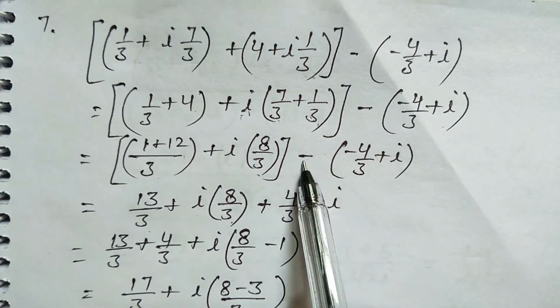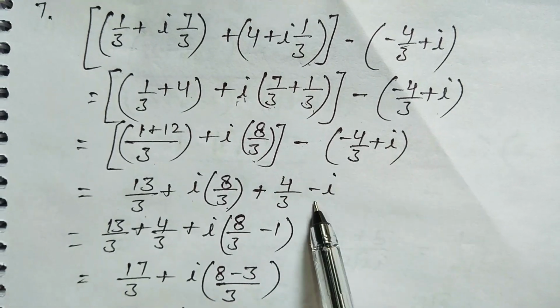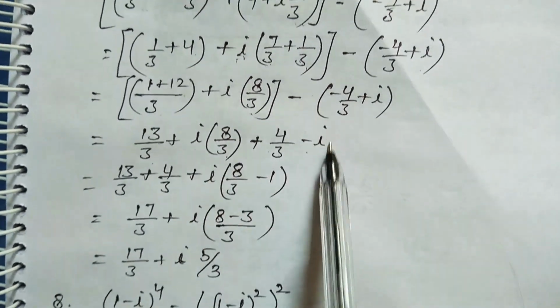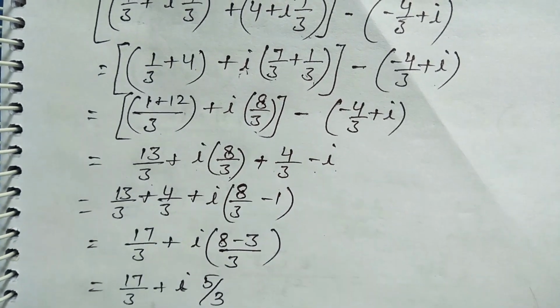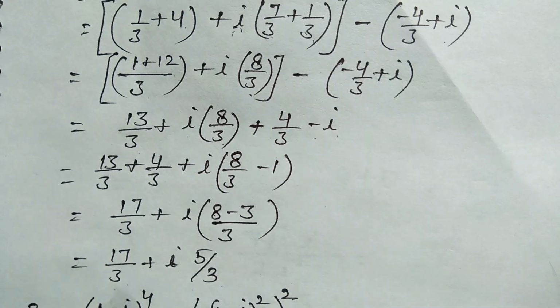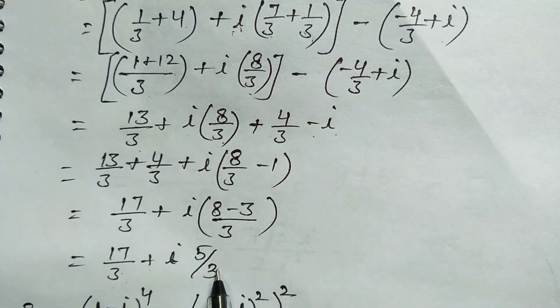Then minus into minus plus, minus into plus minus. Then we will add real parts and then imaginary parts. Then after that we will get 17 by 3 plus iota 5 by 3. So this is in the form of a plus iota b.